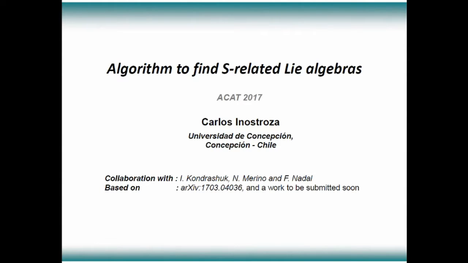So, one of the applications we have is finding the relation between algebras. So we can go from one symmetry to another.